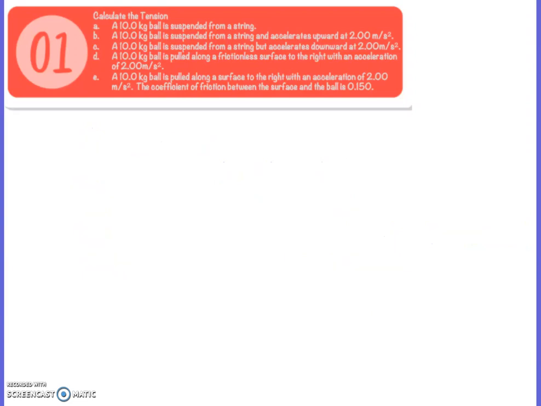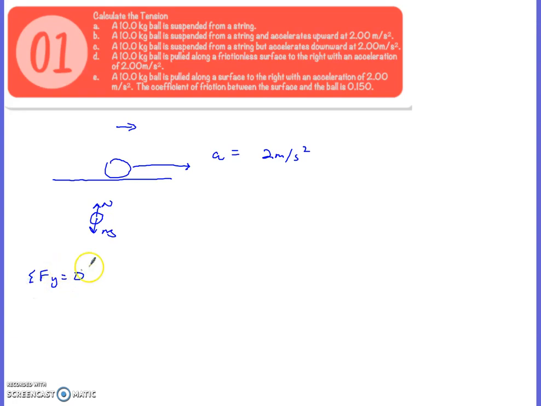That was example C. Next, a 10 kilogram ball is pulled along a frictionless surface. So it's being moved this way, along a frictionless surface to the right with an acceleration. So there's some force acting, pulling it this way, with an acceleration of 2 meters per second squared. Okay, so in this case, if I drew a free body diagram, it has weight, and it has a normal force, and they're equal and opposite. So the sum of the forces in the y direction is 0, and it's not interesting.